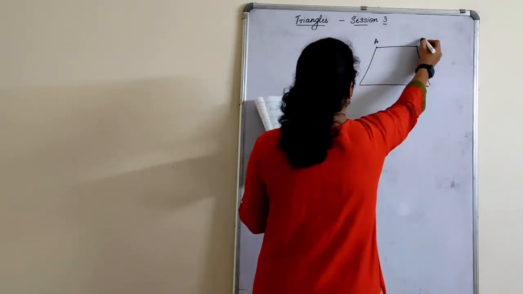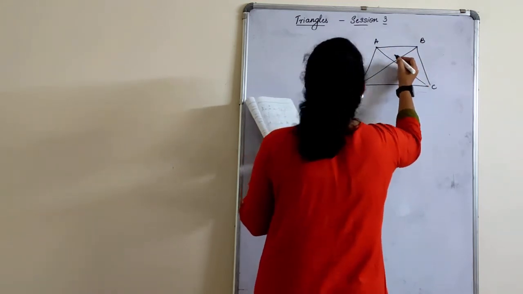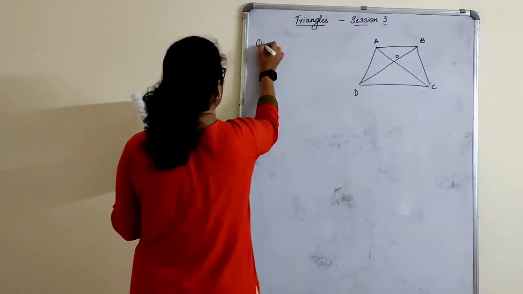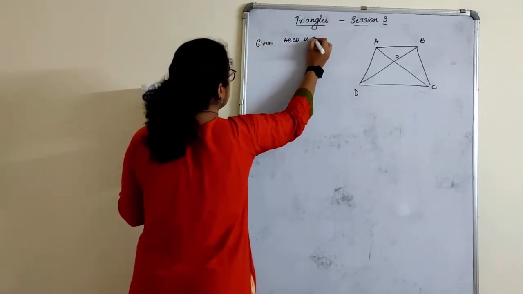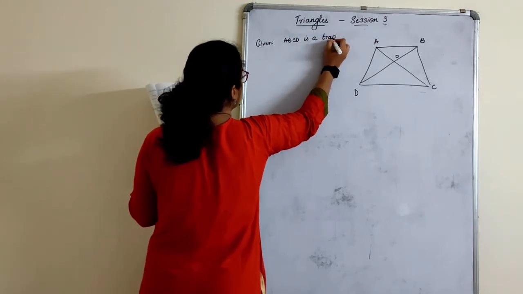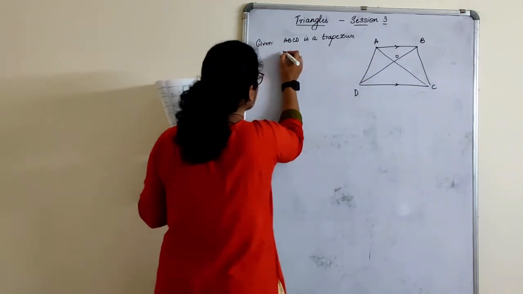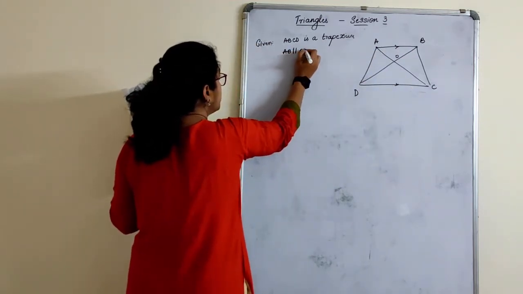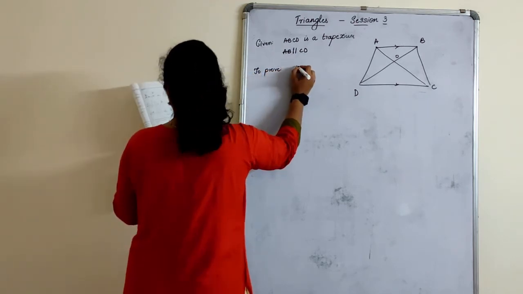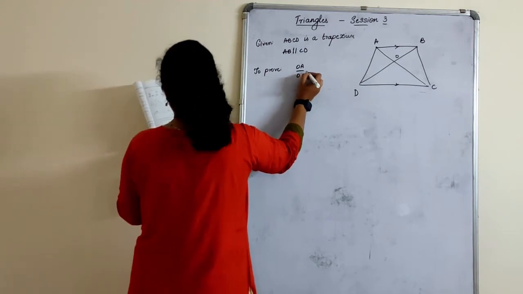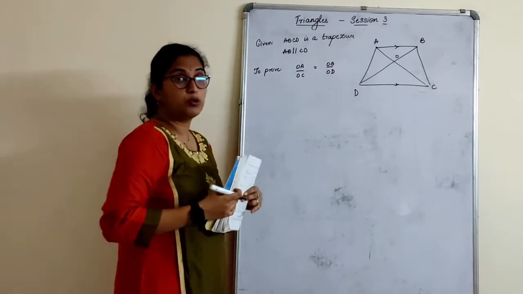trapezium ABCD. These are the diagonals given. ABCD is a trapezium. AB parallel to CD. To prove OA by OC is equal to OB by OD. It has to be proved by proving two triangles similar.